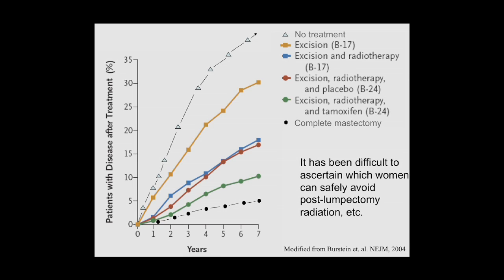In other words, the frequency of getting an invasive cancer goes down, but you're treating the whole population for that little tiny fraction that's actually at risk. So it's difficult to say which woman should get treated and which woman should not get treated. Here's a different way of putting this.